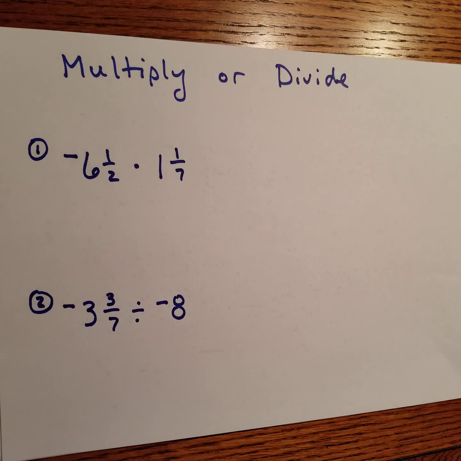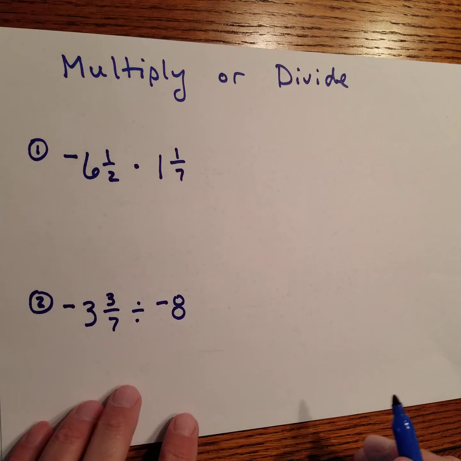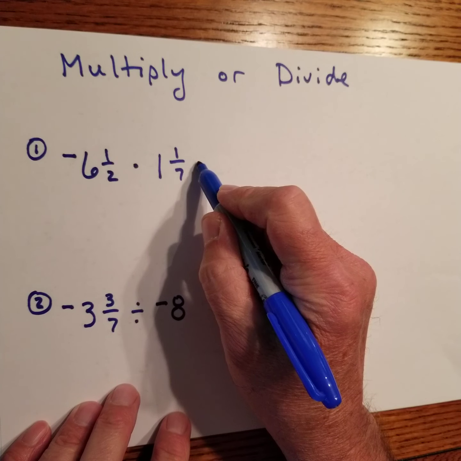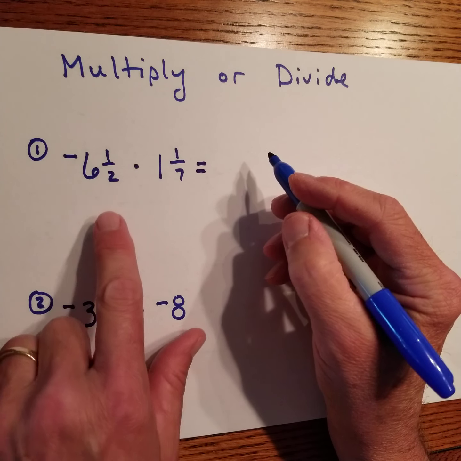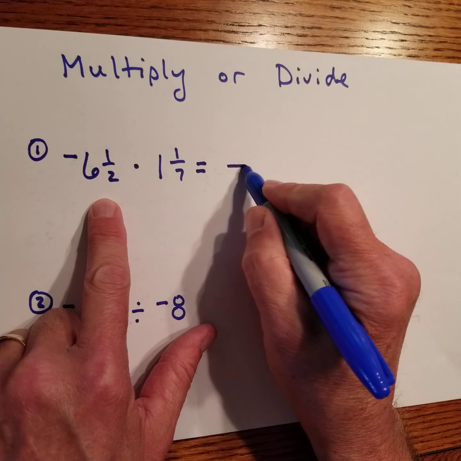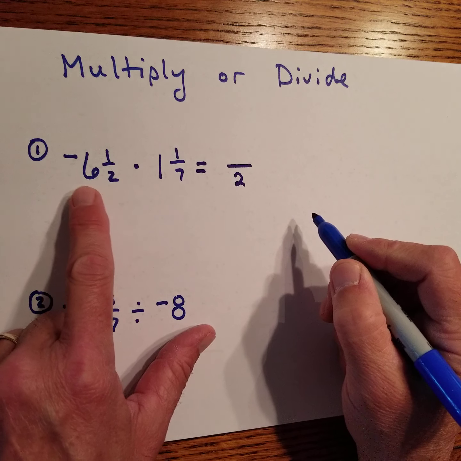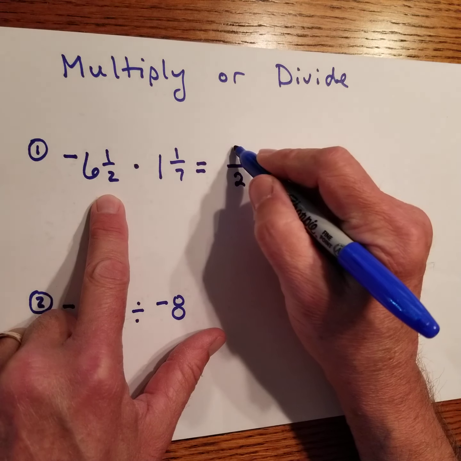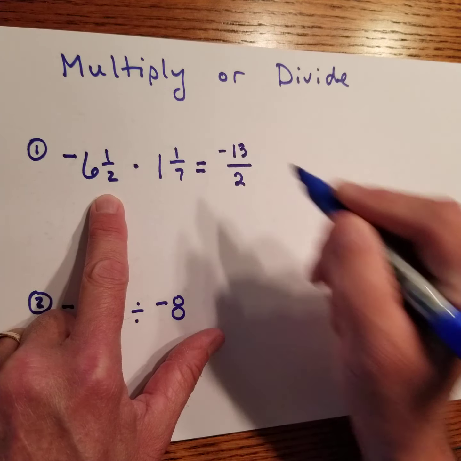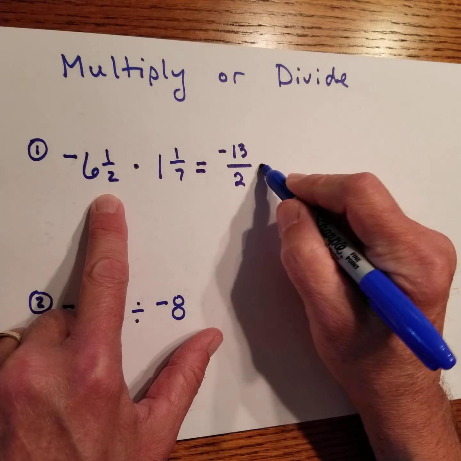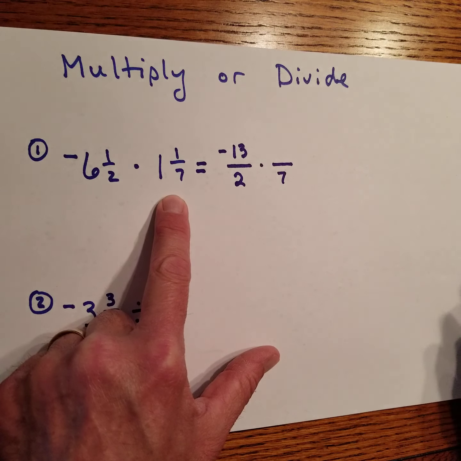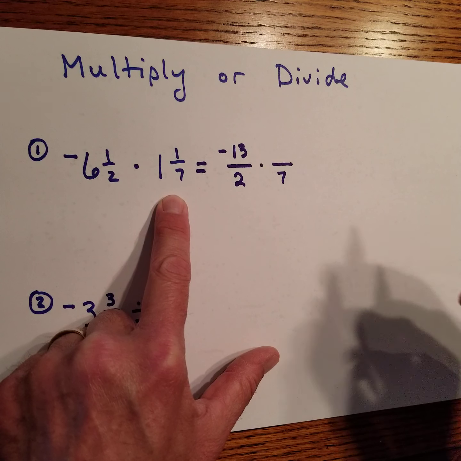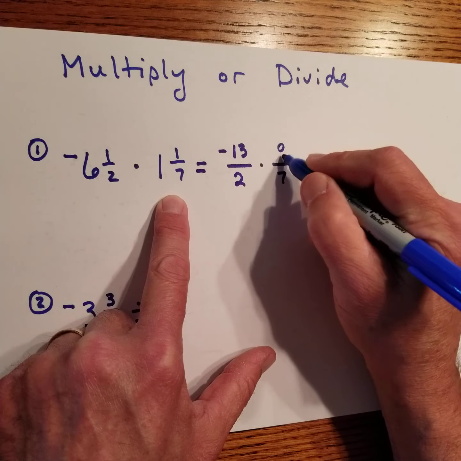In this video, we'll continue our work with mixed numbers. When we encounter mixed numbers in an algebra class, the first step is always to change them into improper fractions. 6 1/2, if I keep the denominator, 6 times 2 is 12, plus 1 is 13. That's 13 over 2. 1 1/7, keep the denominator. 1 times 7 is 7, plus 1 is 8.